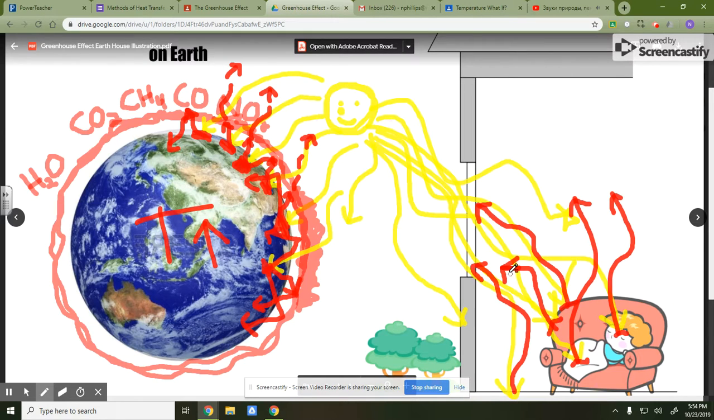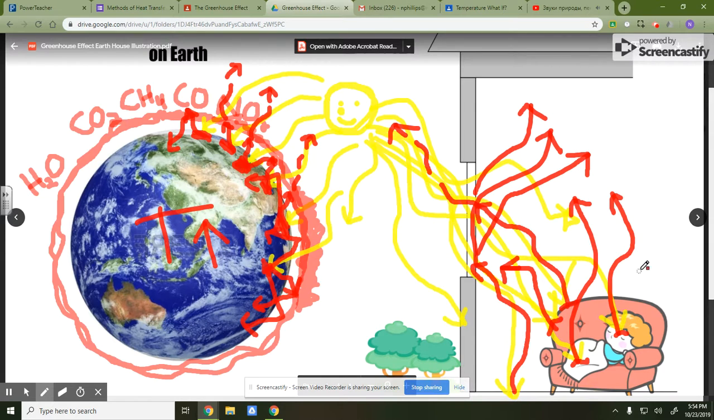Now they head back to the window. Windows are coated so that they block infrared. Some of it might be able to get through, but most of it gets reflected back into the room. And so as time goes on, more and more infrared gets trapped inside. And what happens inside the room? All right, the temperature goes up. So we essentially have the greenhouse effect in a house.